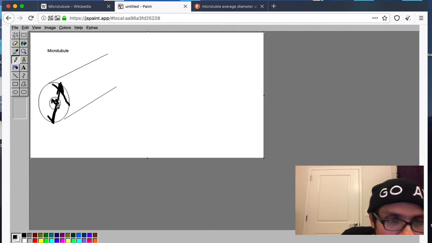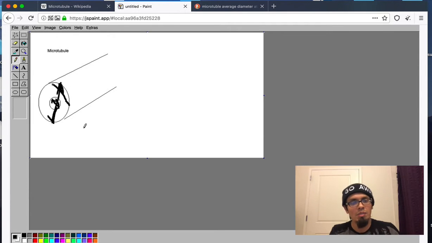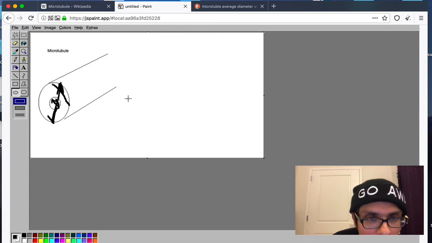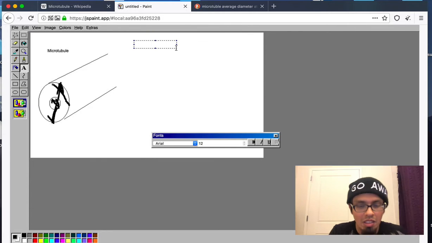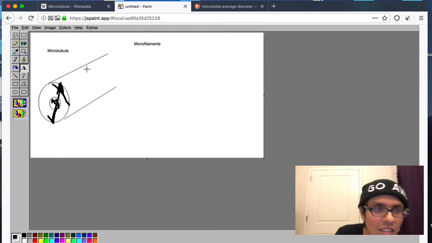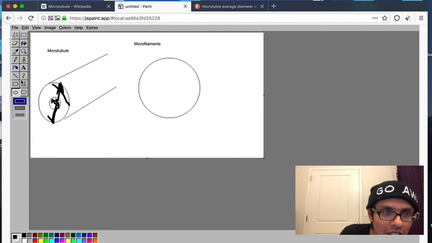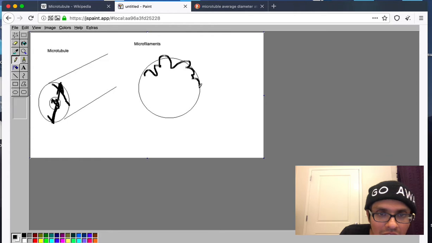Outer diameter here is about 23 to 27 nanometers. And other cytoskeletal structures, we have our microfilaments, which are composed of actin, right? And microfilaments usually are pictured outside around the cell boundary, right? They are like right around here.